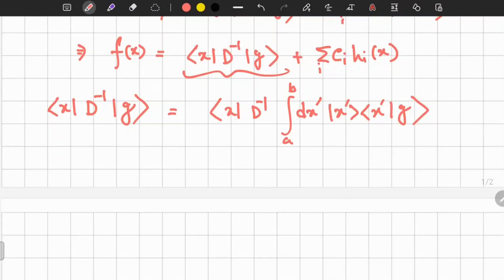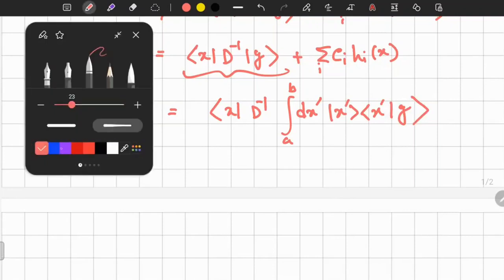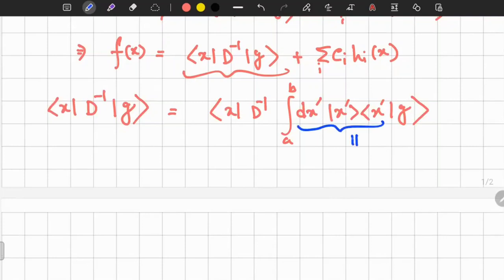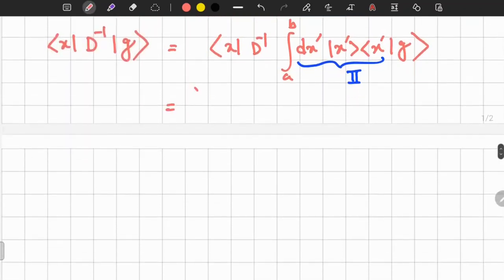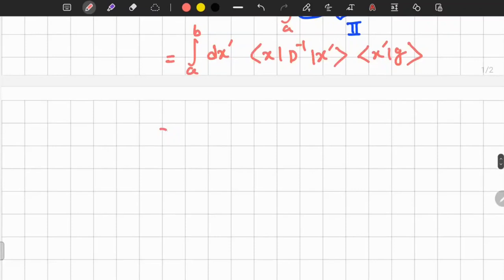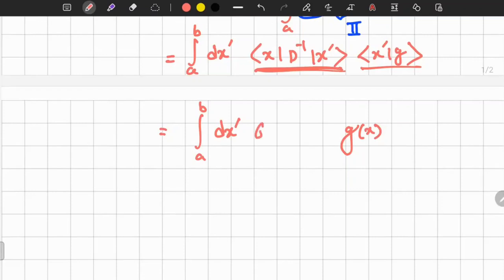So this is basically the identity operator in continuous basis. We know this. Okay. So now, it can be written as a to b, this is g(x), there is no confusion, and this part is written as the Green function like this. This is the Green function.